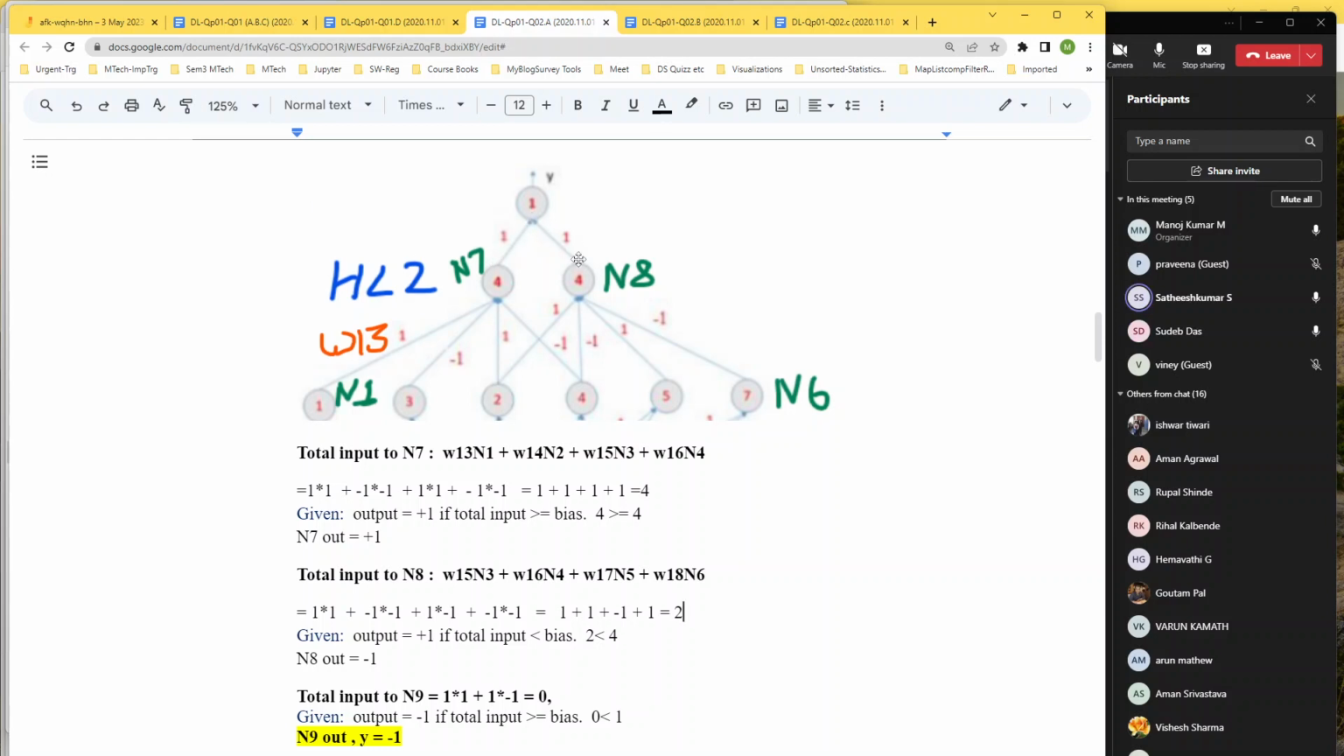N9 we have to calculate. Okay, n9. That's right. -1, so 0. So 1 is less than 0. So 0 is less than 1. So output is -1. So Sudeep, you got it? Yeah, I understood the approach here. Fine. So that's about part A.